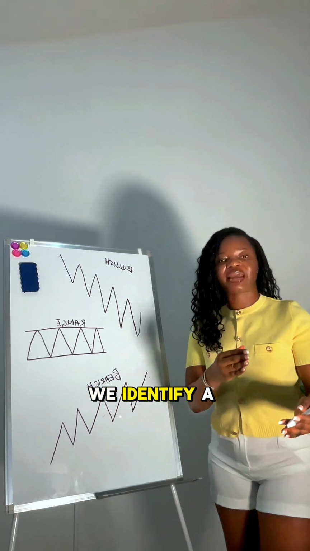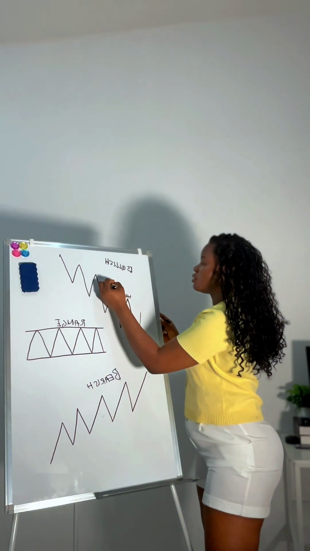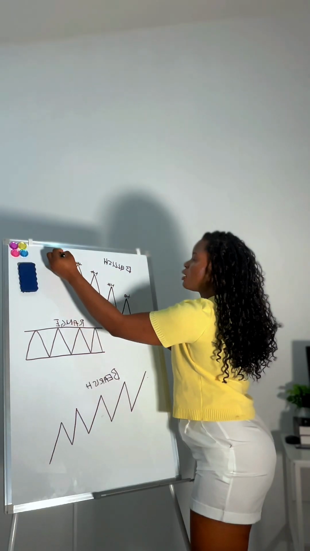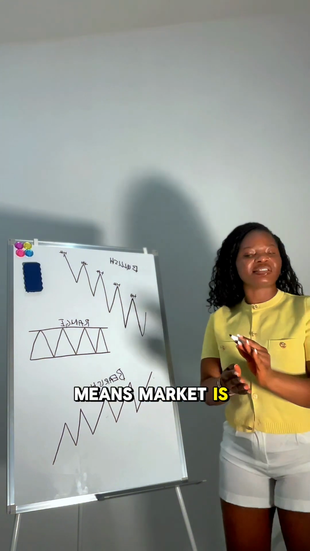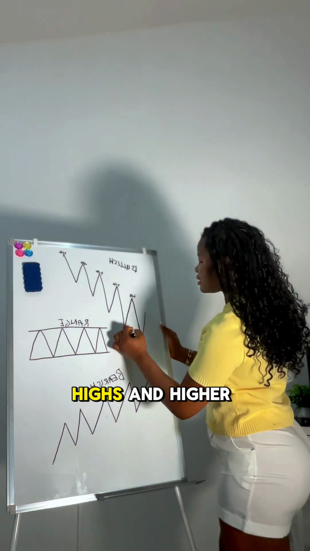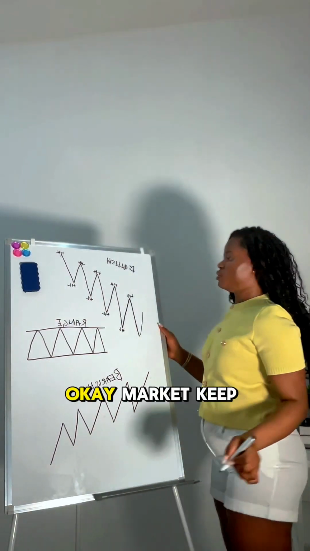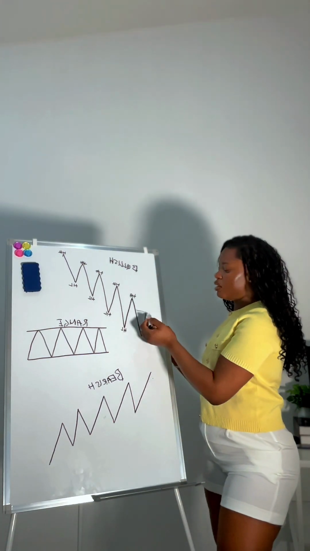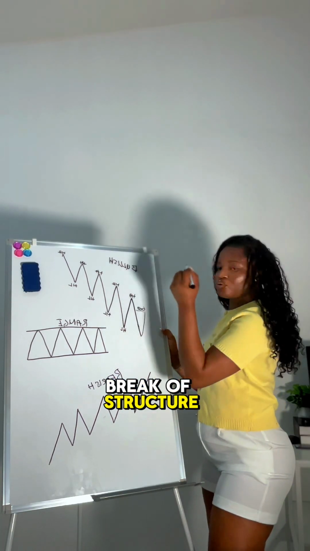So how do we identify a bullish trend? When the market is creating higher highs, when the market keeps creating higher highs, it means the market is bullish, and all we need to do is keep buying. The market will keep creating higher highs and higher lows. If you check, price created this higher high, it broke this area. Okay, we call it break of structure.